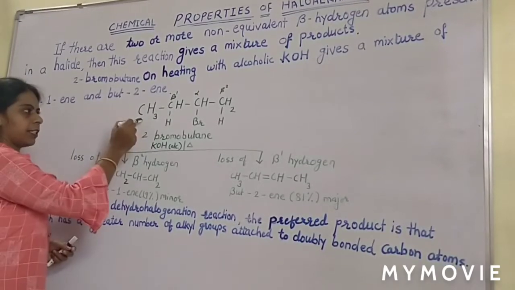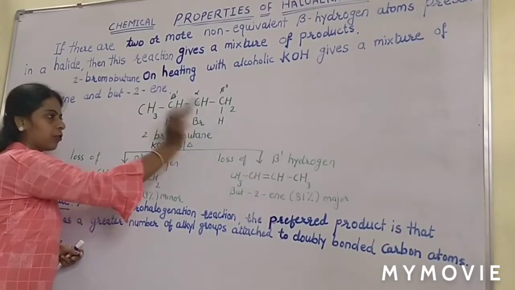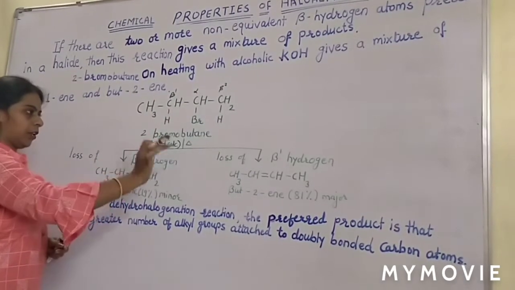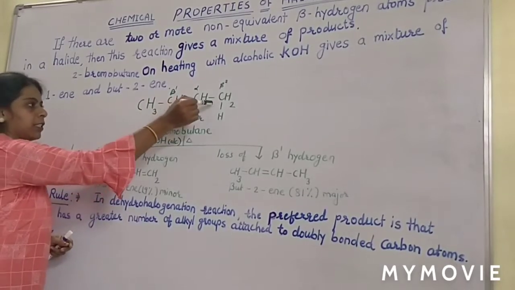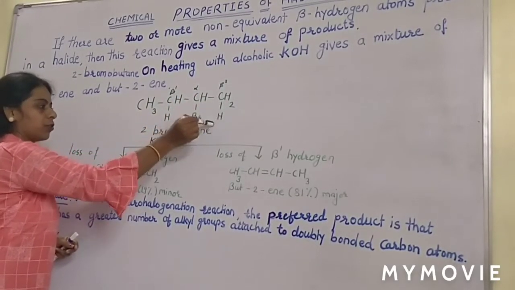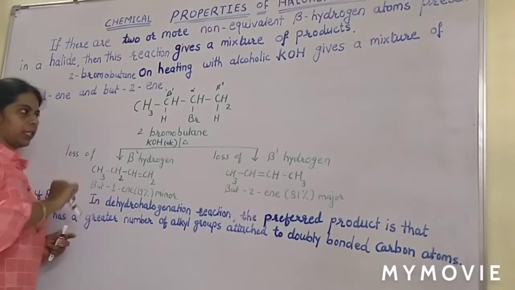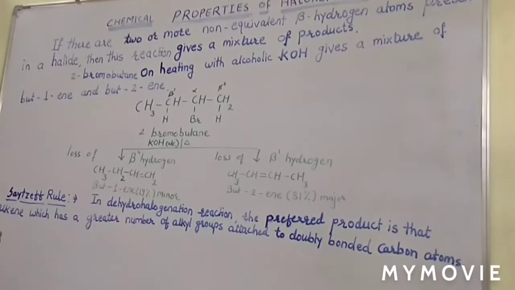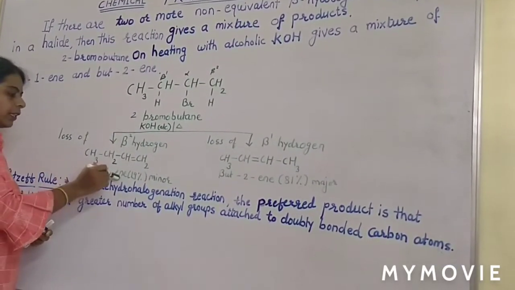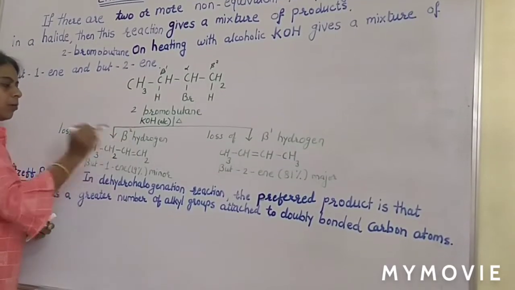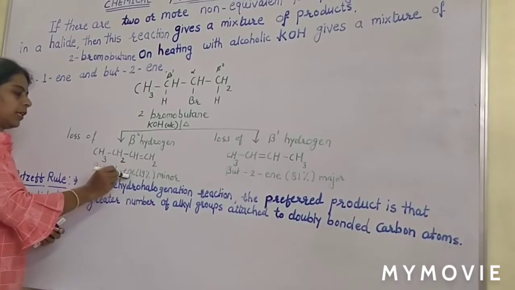So what is the product? CH3, CH2, this hydrogen atom will not be removed, this hydrogen atom will be removed, and this halogen atom will be removed in this reaction. So CH3, CH2, CH double bond CH2, because this hydrogen atom combines with OH and this Br combines with K. So KBr plus H2O will be the byproducts here, and but-1-ene, because the double bond will be present on the first carbon atom. This is the structure of the but-1-ene that will form.